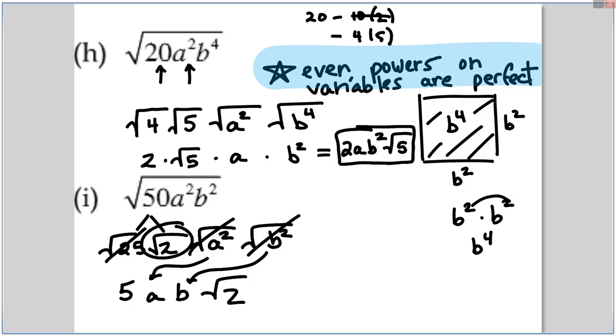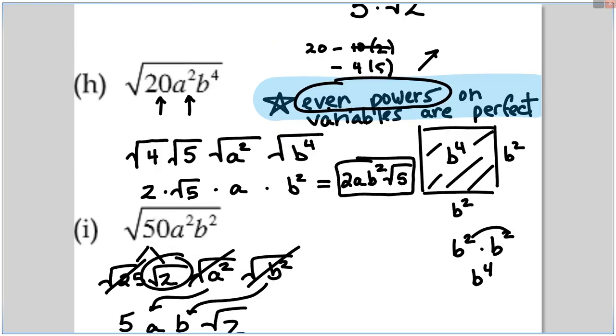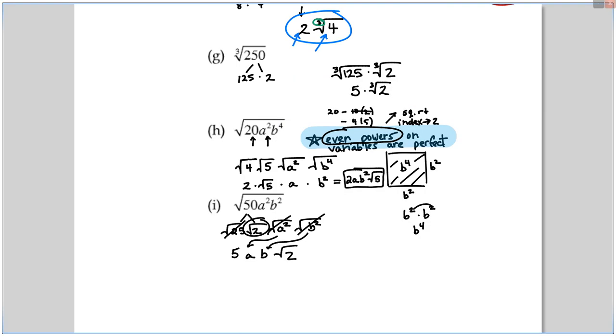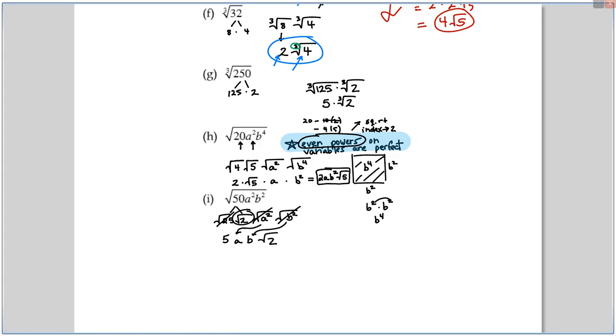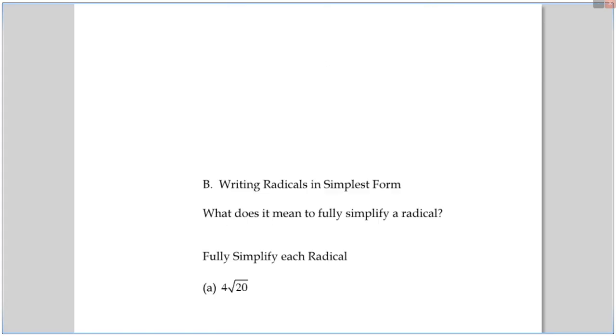And this thing that I highlighted, even powers on variables are perfect, that's only for the square root. Because what's the index for the square root? What's the index? 2. So when you go to cube roots, the only powers that are perfect for cube roots are the powers that are divisible by 3. But don't worry too much about that. We're not going to spend much time at all on the variables. That's more of the course next year.